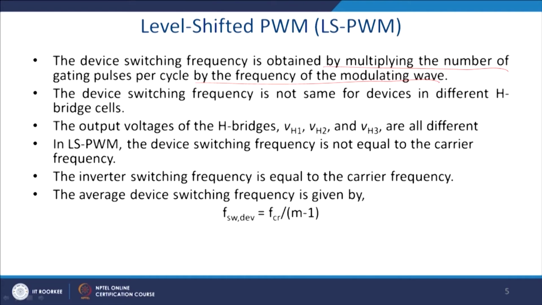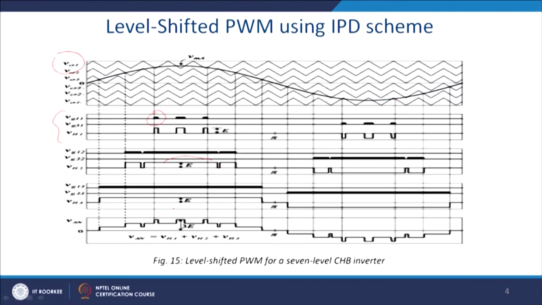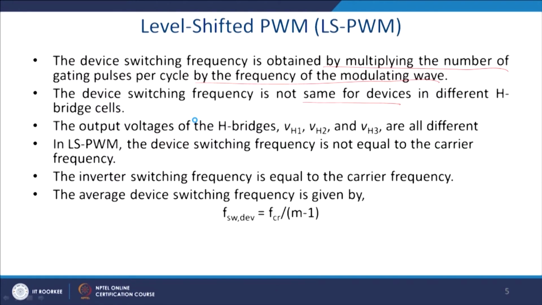This device switching frequency is not the same, that is one of the major drawbacks. If you go back, you can find that this switching is more, and for this reason we can see that in the different H bridge, cascade H bridge will operate at different frequencies, and if you put them on the same DC voltage bus, then the losses will be more for those which are switching more.